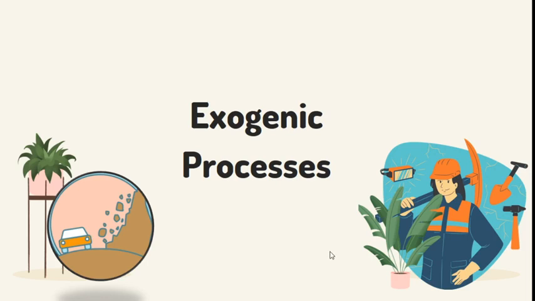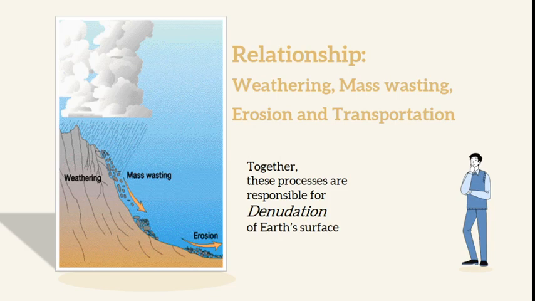With that being said, I have here the different exogenic processes. We have weathering, mass wasting, erosion, and transportation. The question now, what are the relationships of these processes? Now, these processes are responsible for denudation of Earth's surface.